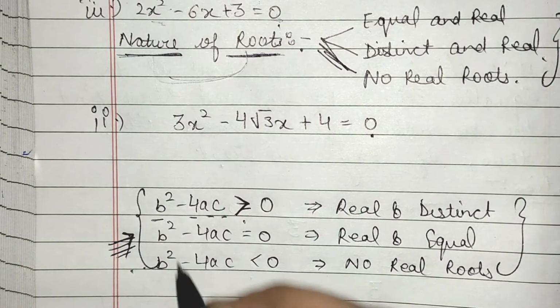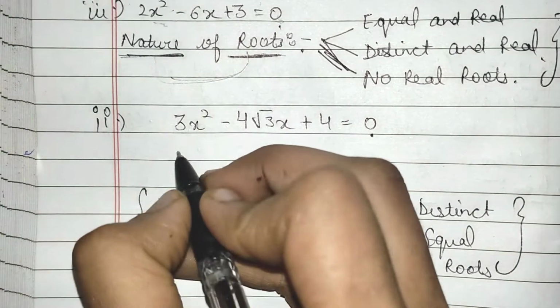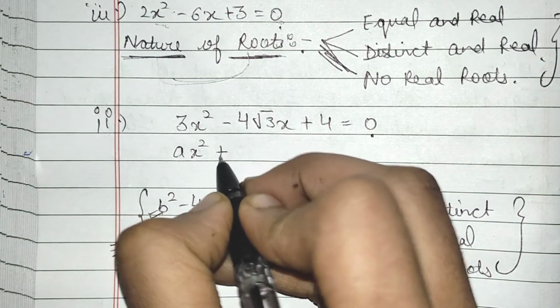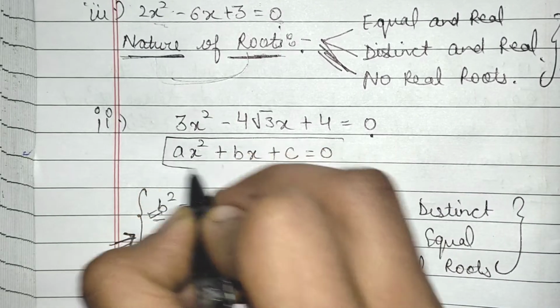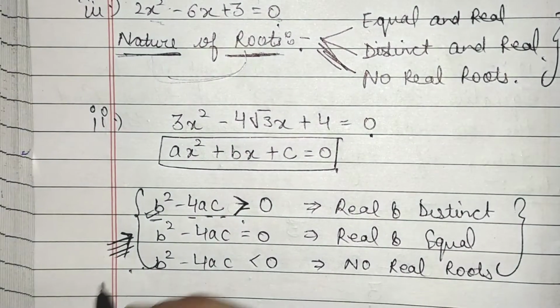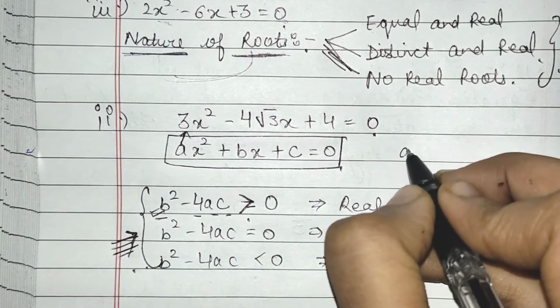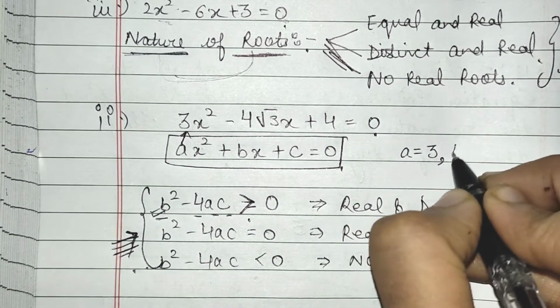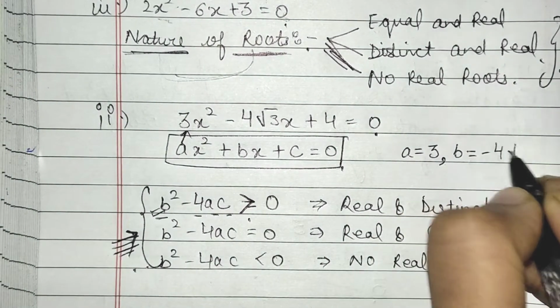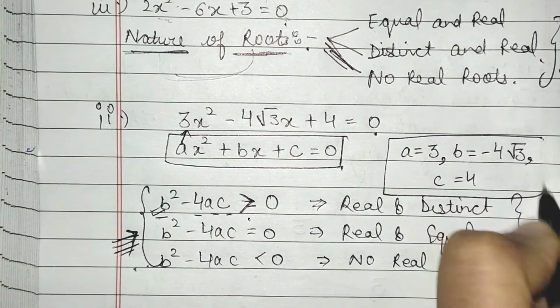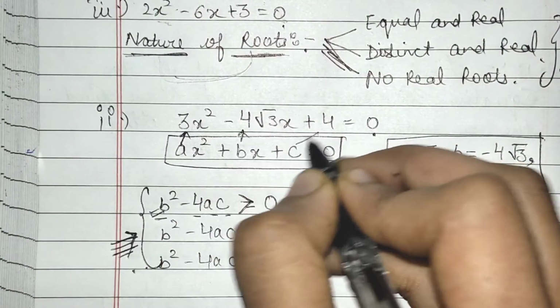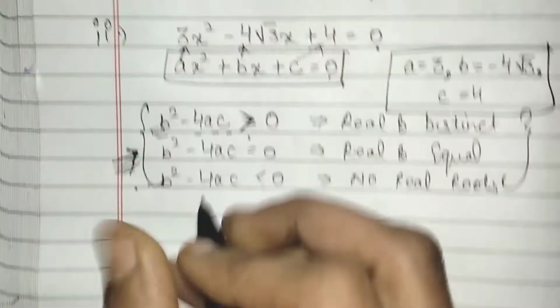Okay, so let's find out this value. To find this value, what do we do? We compare our given equation with the standard form of the quadratic equation. So a will be equal to 3, b will be equal to minus 4 root 3, and c will be equal to 4. Okay, so put the values.